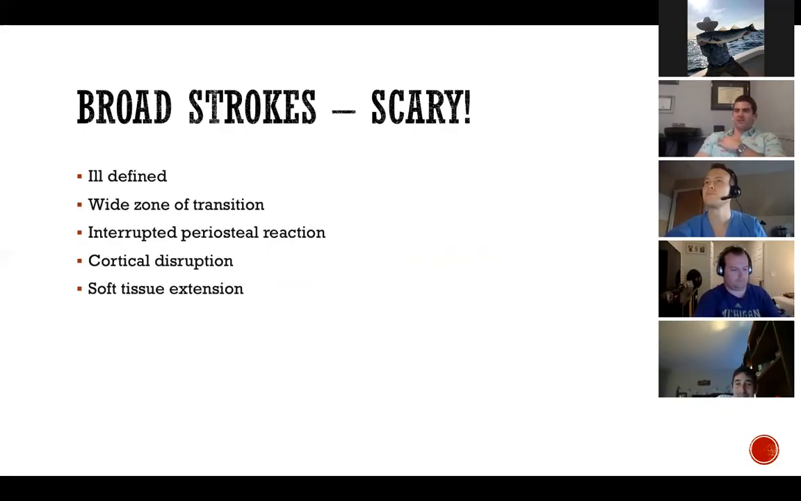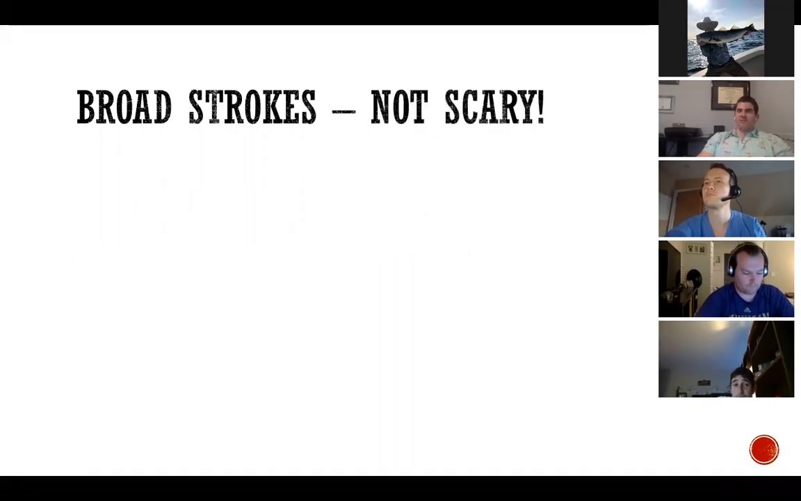Let's bring it all together, right? What's scary? Poorly defined, wide zone of transition, interrupted periosteal reaction, cortical disruption, and soft tissue extension. I know we're saying it over and over again, but if you can understand these concepts, you are so much further, honestly, than I was when I was starting the tumor rotation. So this is really good to have.